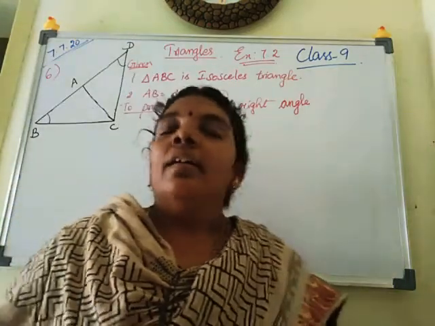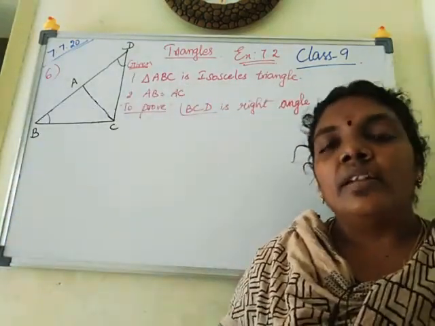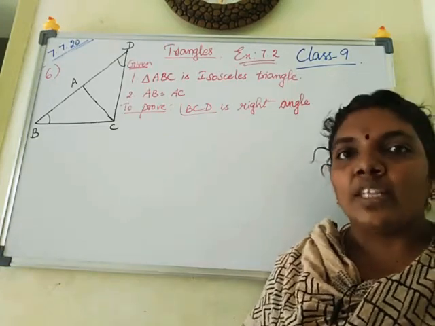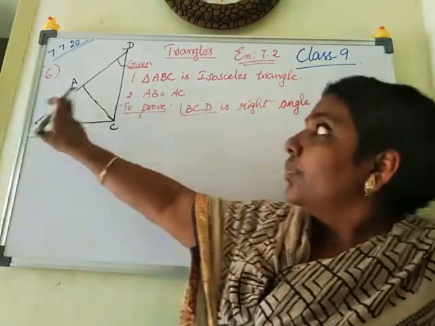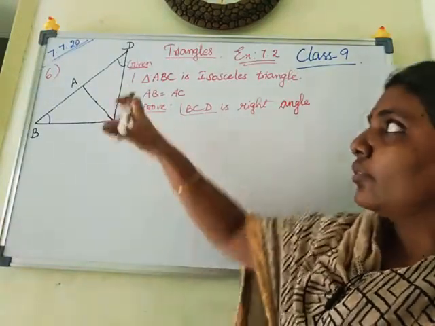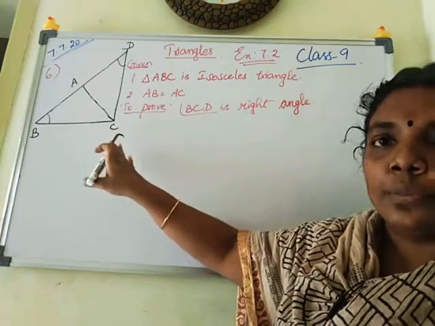Hello children, today we are going to see triangles chapter exercise 7.2 sixth sum. Let me explain the question first. Triangle ABC is an isosceles triangle, it is given in the book. So first I write the given things from the book.